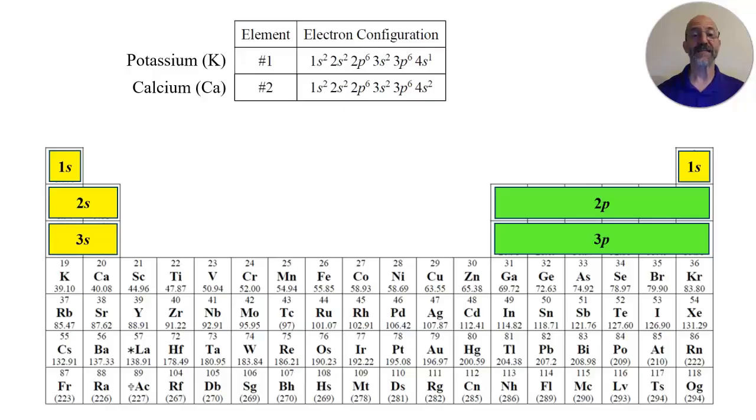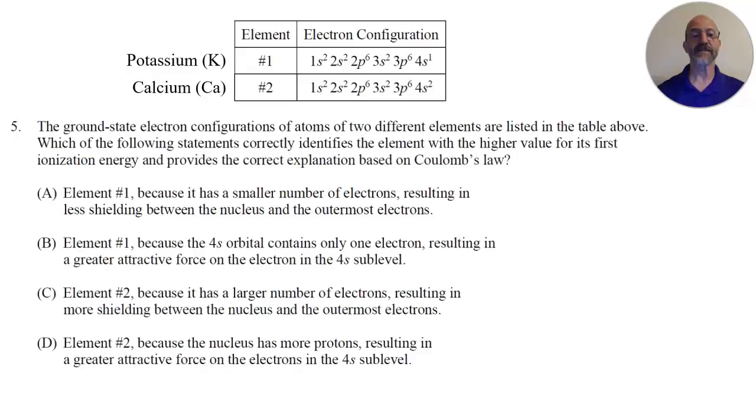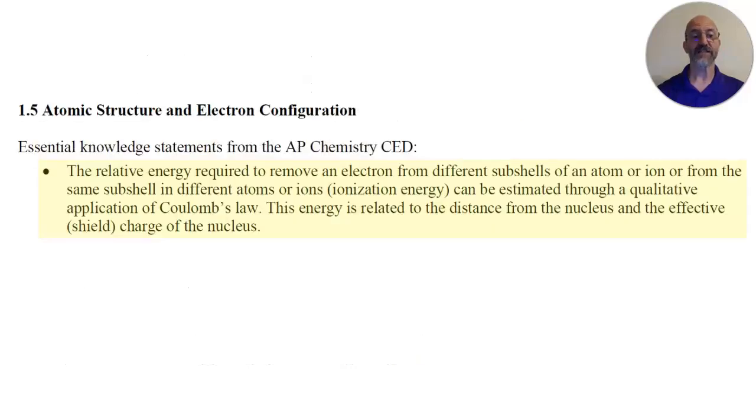Well, now that we know the identity of these 2 elements, let's consider how we can compare the value for the first ionization energy. So one of the essential knowledge statements for topic 1.5 says that the ionization energy can be estimated through a qualitative application of Coulomb's law. So with Coulomb's law, we're looking at the energy of the attraction between the nucleus and the electrons that are being removed. And it's related to the distance from the nucleus and the effective charge of the nucleus.